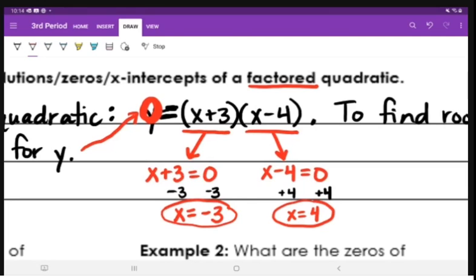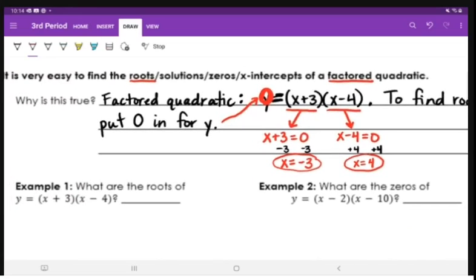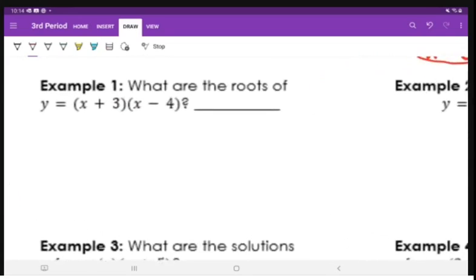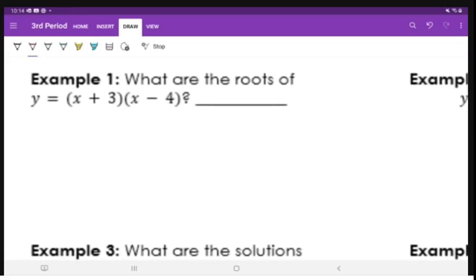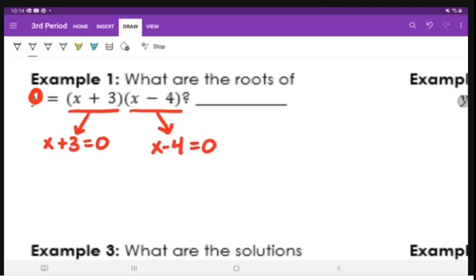So we're going to do 4 examples, and you're going to start to notice a pattern, I hope. In example 1, we just did this example, but I want to show you just really quickly again what the steps are. If we want to find the roots, we have to put 0 in for y. If these two factors are multiplied together to equal 0, that means that one of these has to be 0. So maybe it's x plus 3 that equals 0, or maybe it's x minus 4 that equals 0. We're going to get a different answer from each of these choices, right?